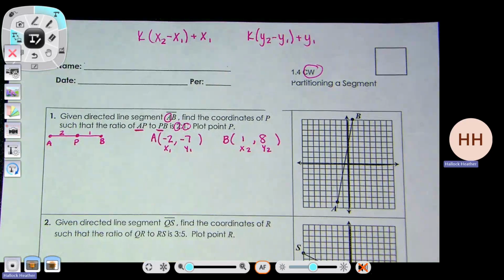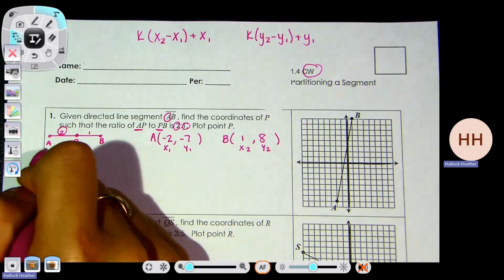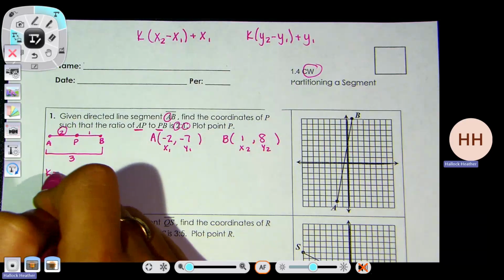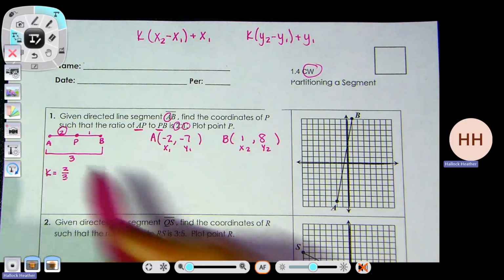So what we talked about on Friday is it has to be little piece to the whole thing. So it's always this front number no matter what. How much would the whole distance be? 3. So my K is not 2 over 1, it's 2 over 3.